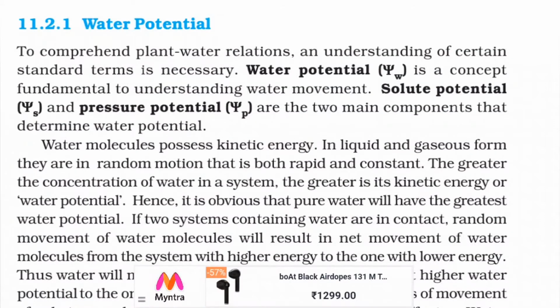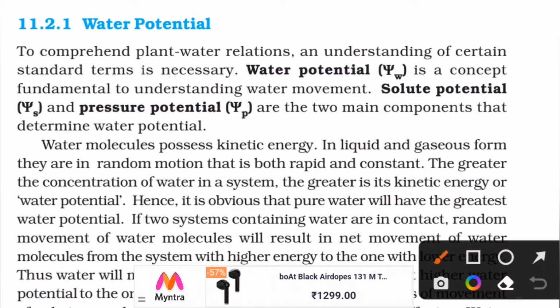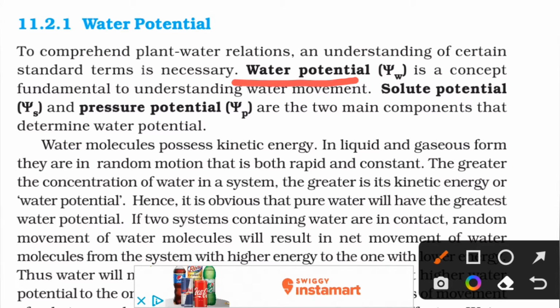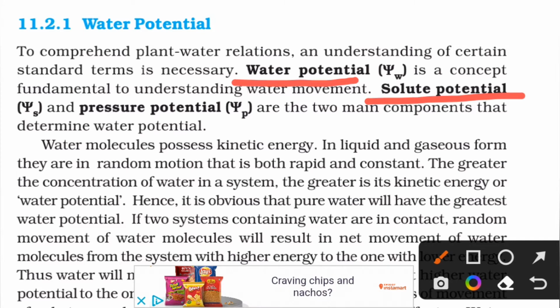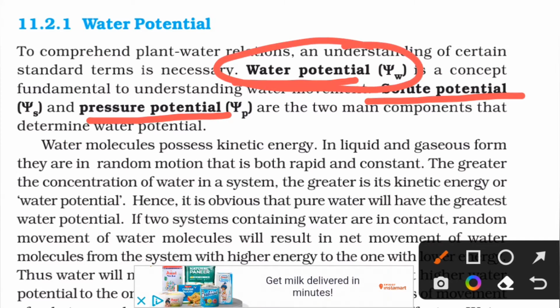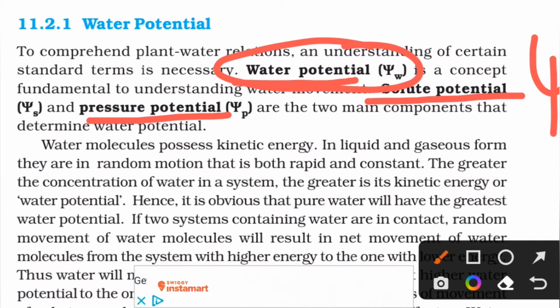Coming to water potential, it is the measure of the relative tendency of water moving from one place to another, either by diffusion or by osmosis, right? To understand plant water relations, a standard term like water potential is necessary. This water potential depends on two main components, solute potential and pressure potential. Water potential is represented by the symbol psi W.